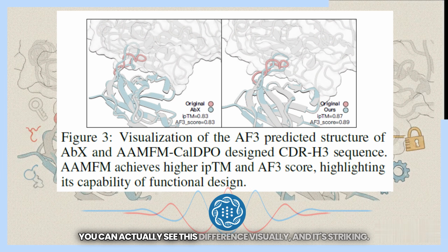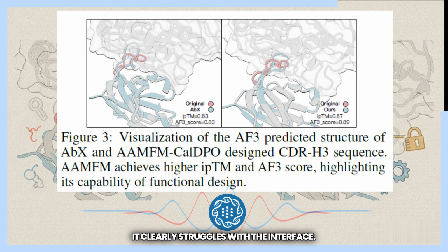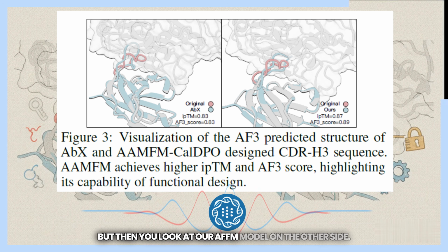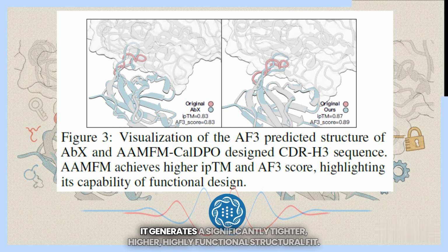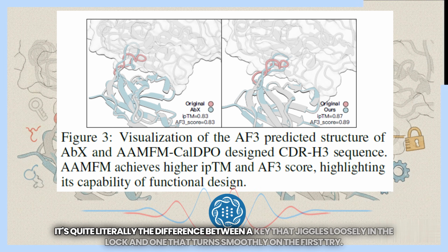You can actually see this difference visually, and it's striking. Look at the baseline ABEX model on one side. It clearly struggles with the interface. The generated CDR loop is a bit loose, kind of wobbly, and it's not quite perfectly conforming to the antigen structure above it. But then you look at our AFFM model on the other side. It generates a significantly tighter, highly functional structural fit. The loop perfectly nestles into the geometric pockets of the target. It's quite literally the difference between a key that jiggles loosely in the lock and one that turns smoothly on the first try.